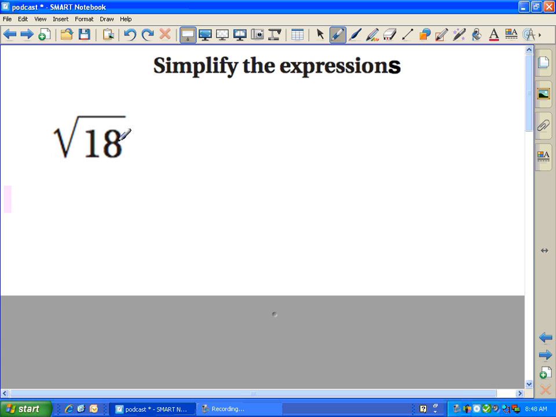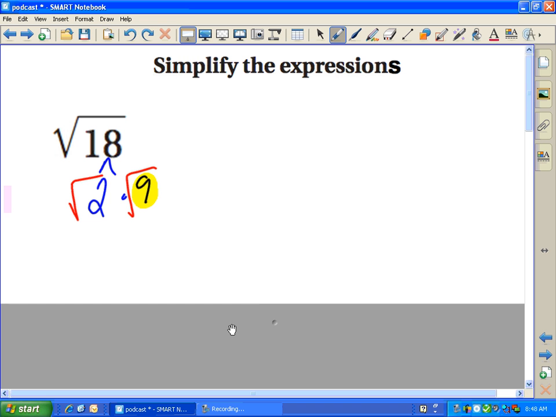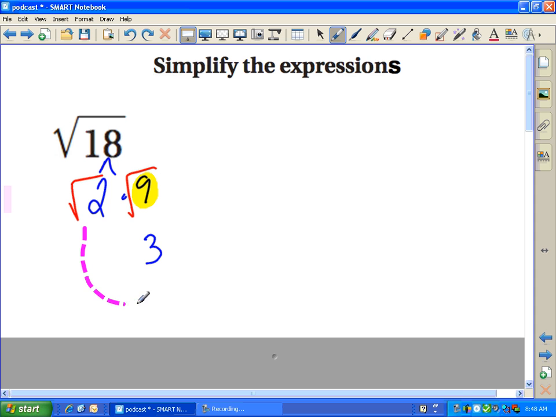First thing I'm going to do is I'm going to try to break this down and find a perfect square. So I can do 2 times 9 to give me 18. So really this is the square root of 2 times the square root of 9. I'm always looking for perfect squares. The square root of 9, 3. I cannot break down the square root of 2. It's an irrational number. The dog follows me wherever I go. My solution would be 3 square roots of 2.